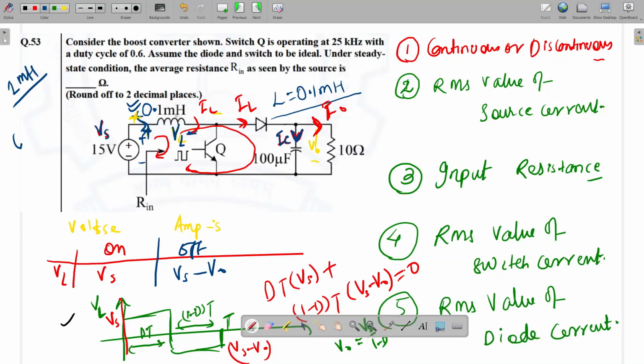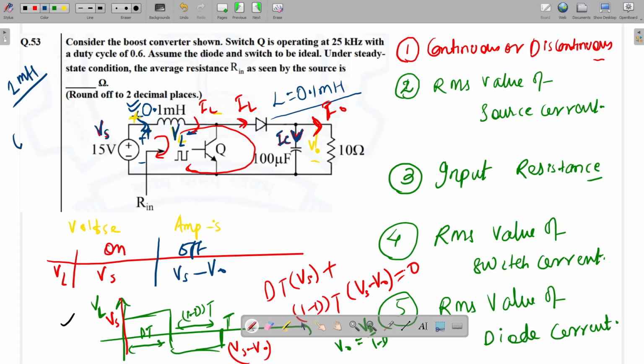So how can we decide whether this will be in continuous or discontinuous conduction mode? Anyone can reply, otherwise I will explain. Will it be continuous or discontinuous? Okay. Sir, discontinuous. So let me explain how we can decide whether it will be continuous or discontinuous.